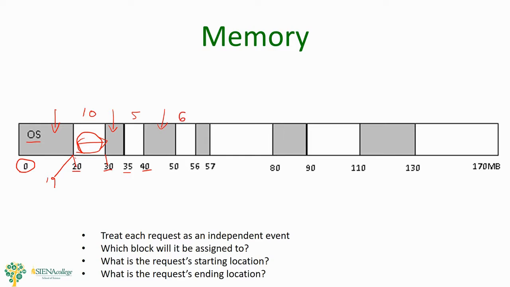We've got 6 here. We've got 23 here. We've got 20 available here. And from 130 to 170, we've got 40 available there.